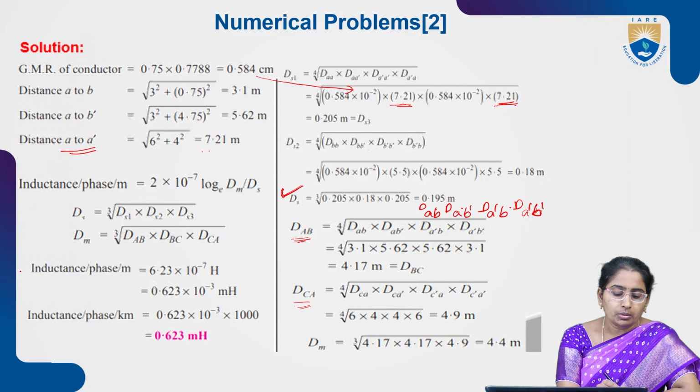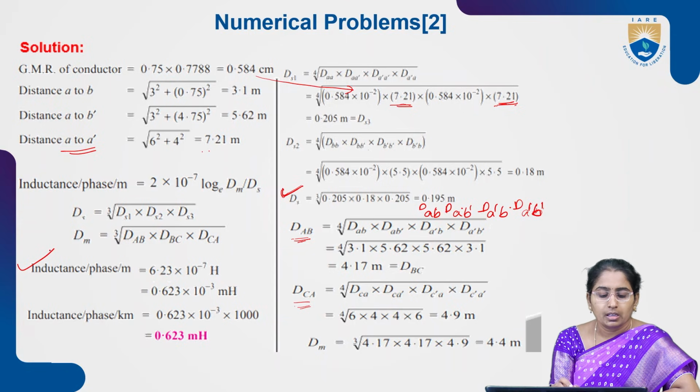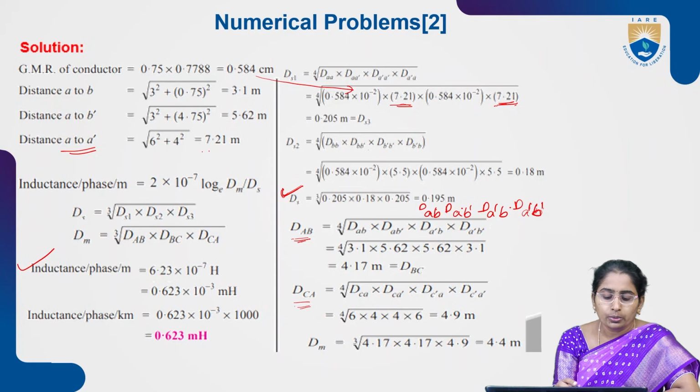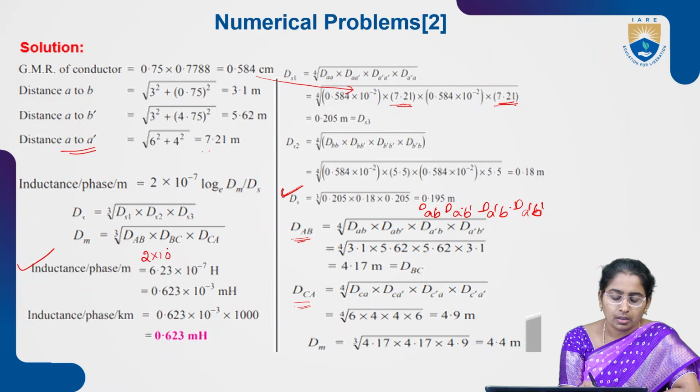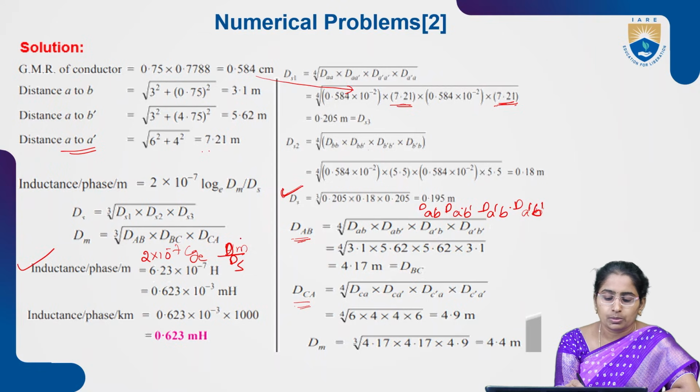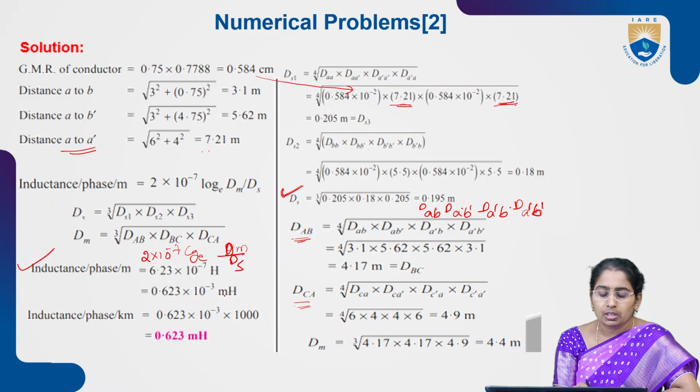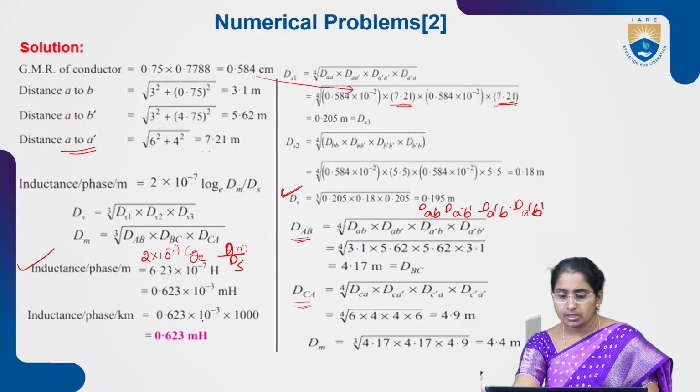So come to the calculation of inductance: 2 into 10 power minus 7 times log base e of Dm by Ds. Substitute this Dm and Ds, and finally we obtain 0.623 times 10 power minus 3 henries. They asked for the per kilometer value, so per kilometer it becomes 0.623 millihenries. So this is the answer for this.